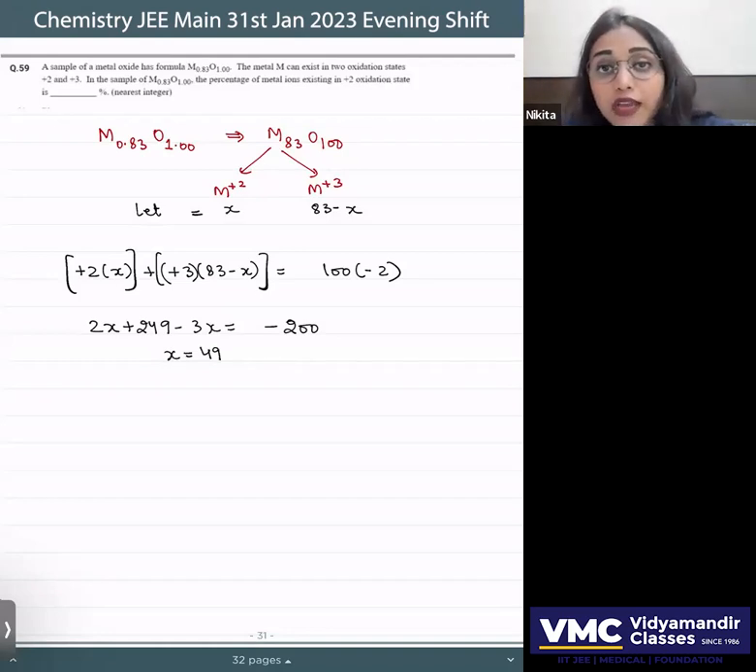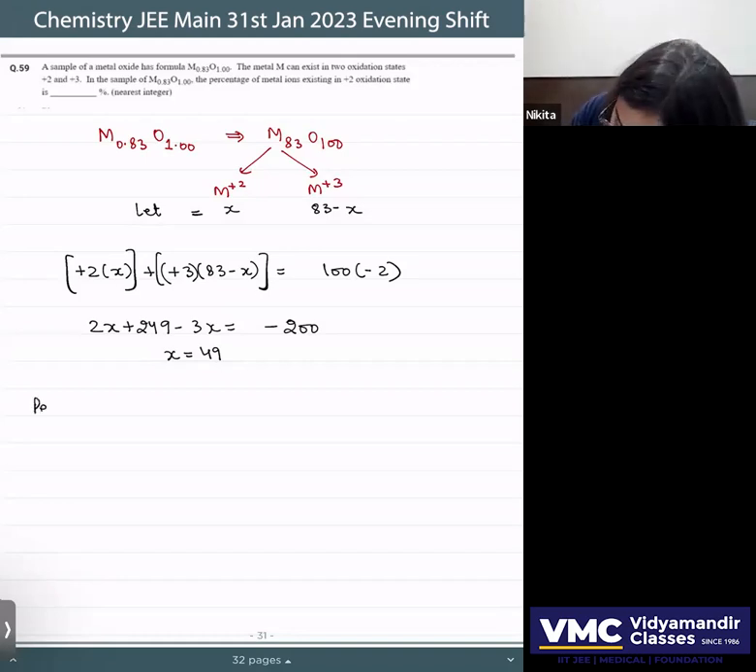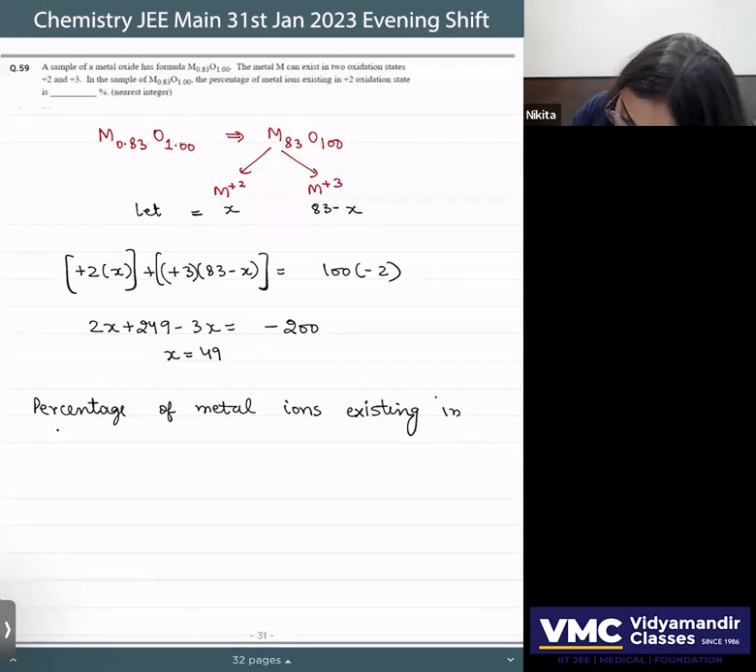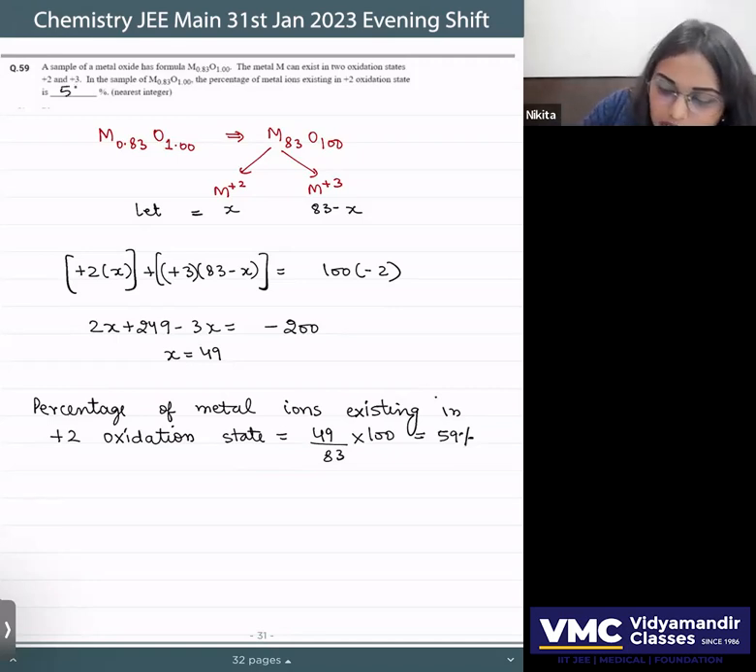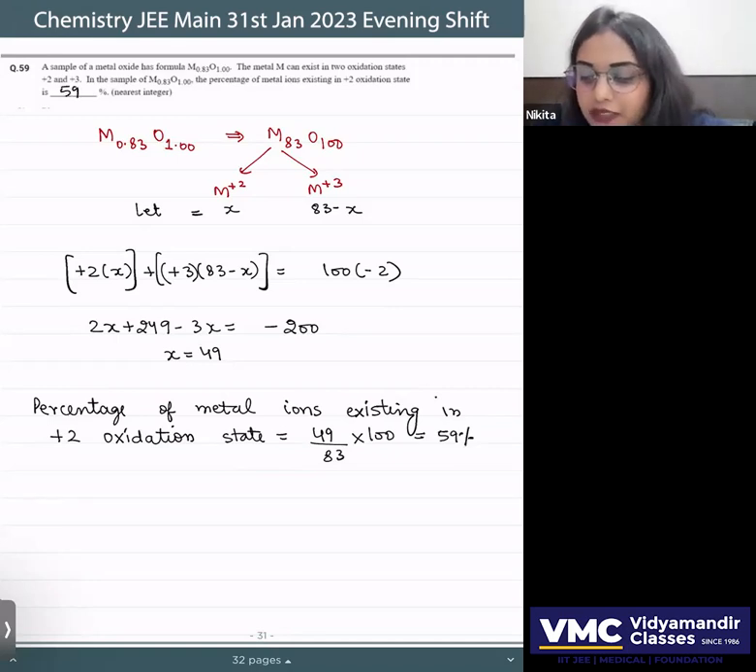Correct? We had to calculate the percentage of metal ions existing in +2 oxidation state. It will be 49 divided by total 83 into 100. Correct? Solving this, we'll get around 59%. So our answer is the percentage of metal ions existing in +2 oxidation state, that is 59%.